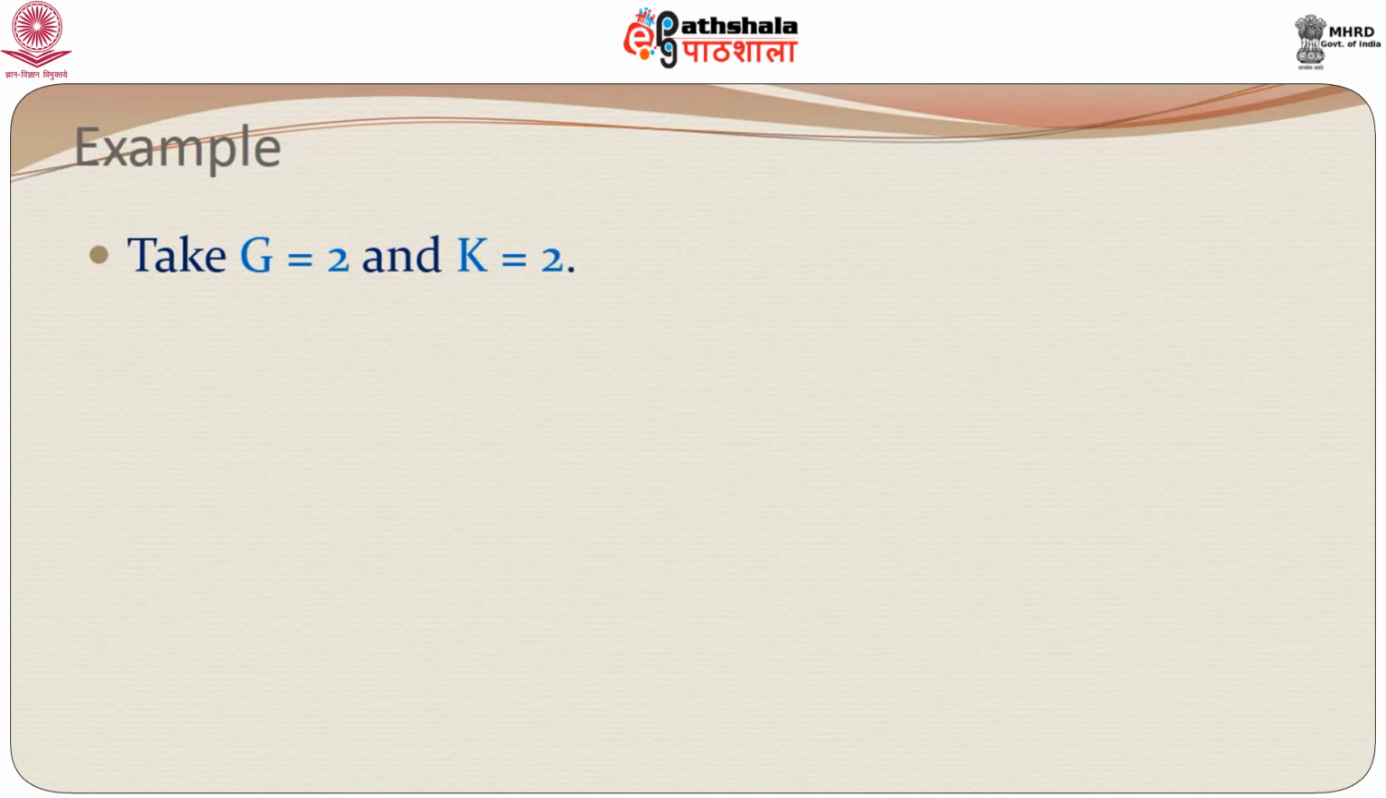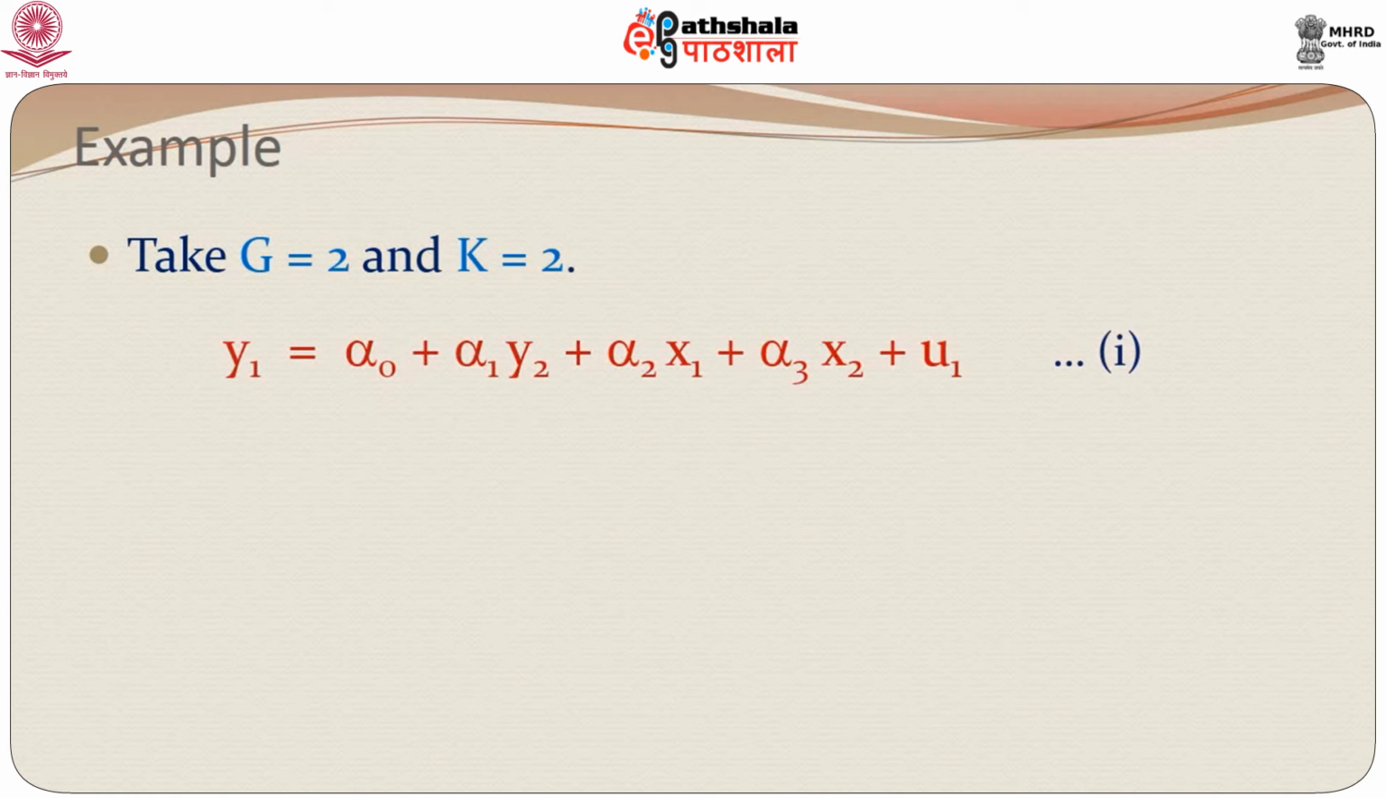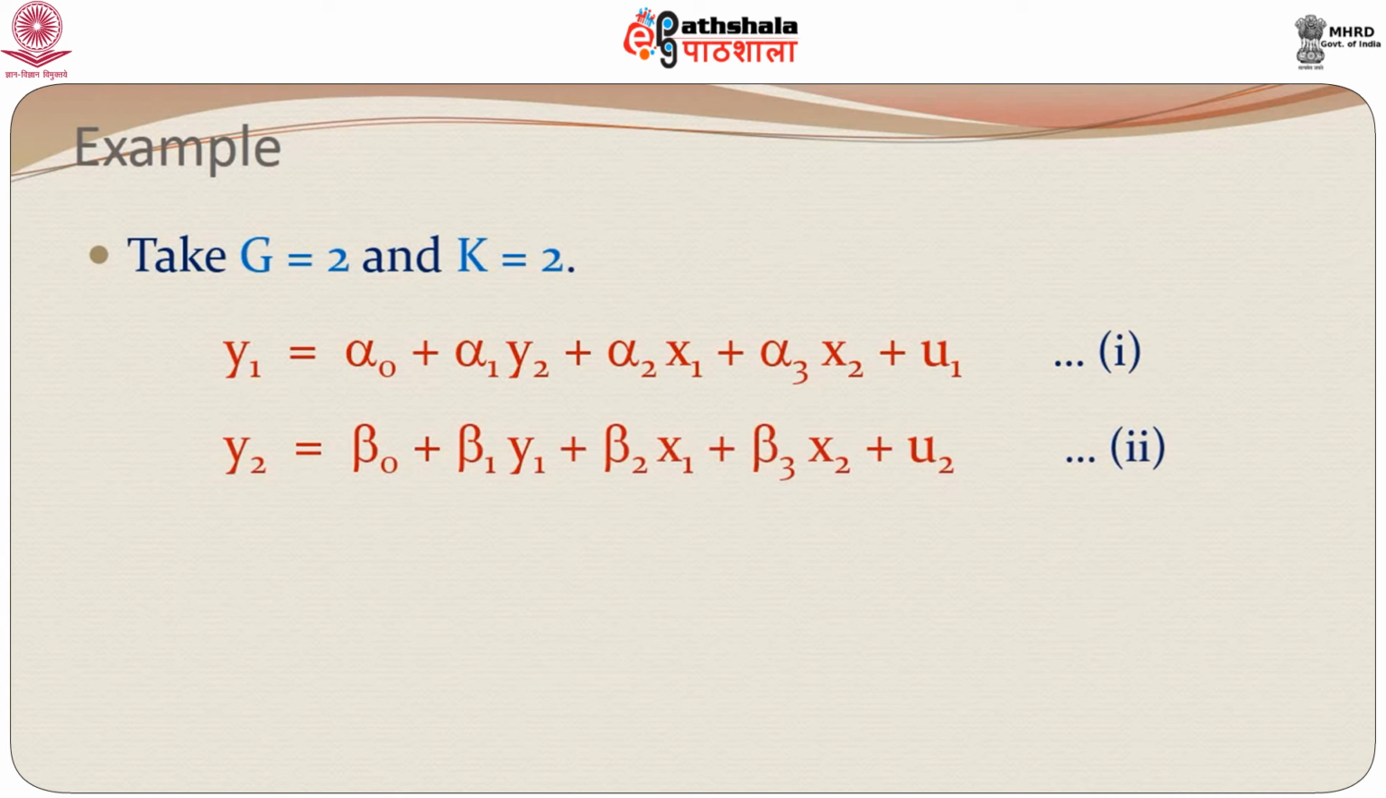So, the first equation is y1 = alpha naught + alpha 1 y2 + alpha 2 x1 + alpha 3 x2 + e1. And the second equation is y2 = beta naught + beta 1 y1 + beta 2 x1 + beta 3 x2 + e2. So, y1 is the response in the first and the explanatory variable in the second, y2 is the response in the second and the explanatory variable in the first.